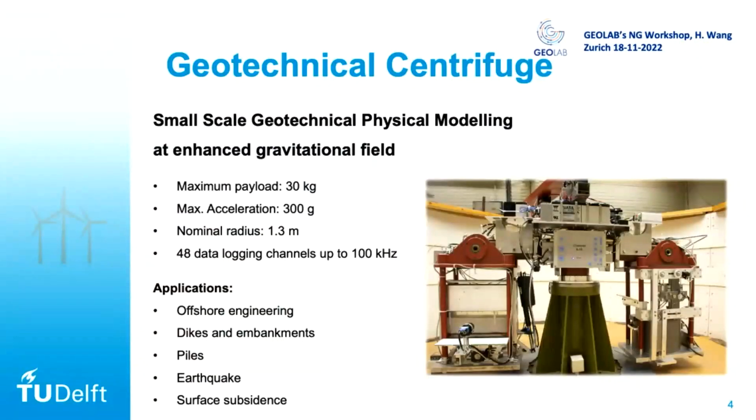You already see a lot of centrifuges in this series of talks. And at TU Delft, we also have a centrifuge. We have quite a long history using centrifuge since the 90s. And our centrifuge is relatively small, but is very efficient in terms of preparation and to validate some ideas. The maximum payload is 300 kilogram, but at 300 G, that's the maximum. But we never go that far. The maximum, I think, we went to 150. And the nominal radius is around 1.3 meters.